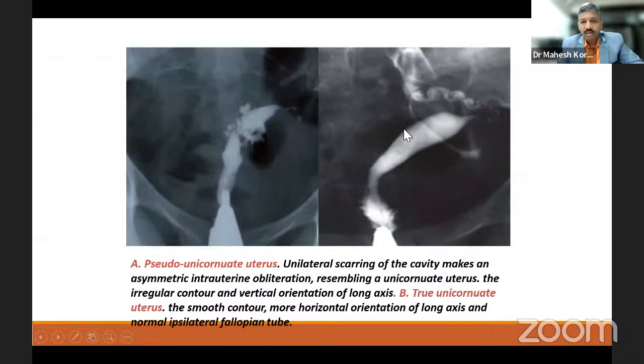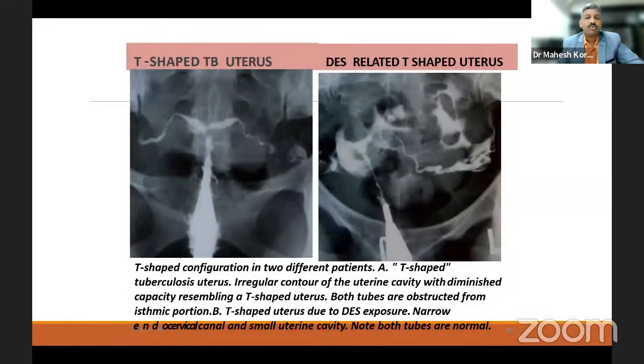And this is actually a uterus. It's a pseudo-unicornuate uterus because completely it is adherent and there is a lot of intrauterine synechiae. This is a proper true unicornuate uterus, but this is pseudo-unicornuate because of the intrauterine adhesions. It is giving rise to the appearance of unicornuate, which it is not.